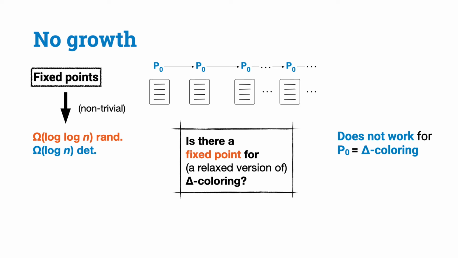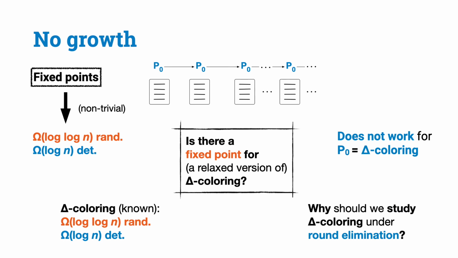But now one may ask, can we relax the delta coloring problem and obtain a new problem that is easier and that is also a fixed point? But one may also ask, why would we care about that? We already know a lower bound for this problem, and a fixed point would not give any better lower bound. So let me explain why we really wanted to have a relaxation of delta coloring, which is a fixed point under the round elimination framework.